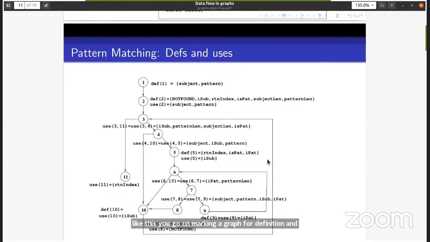In the exam, most likely you will get a graph already marked with it, because the exam is of MCQ type. We don't want each one to mark. So you will go and mark the definitions and uses.